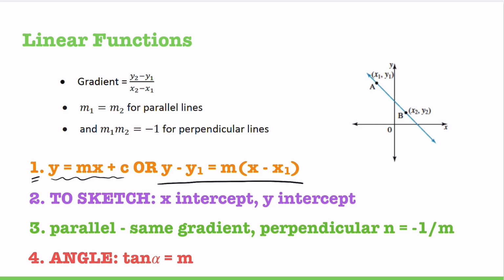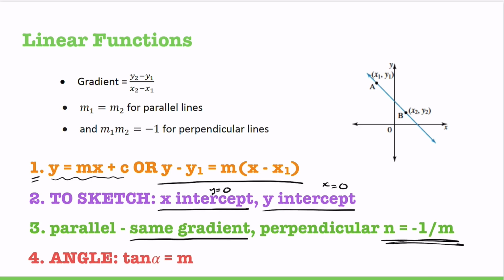In order to sketch, it is the easiest function because all you need to do is find the x-intercept by making y equal to 0 and then find the y-intercept by making x equal to 0. As we initially mentioned already, parallel lines means that they have the same gradient. Perpendicular lines has this formula.